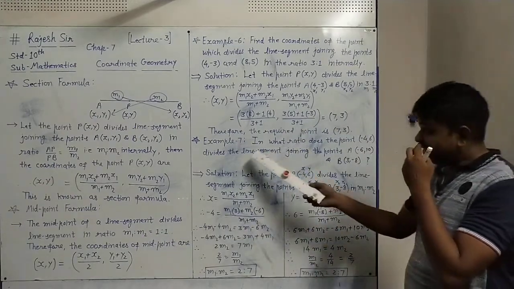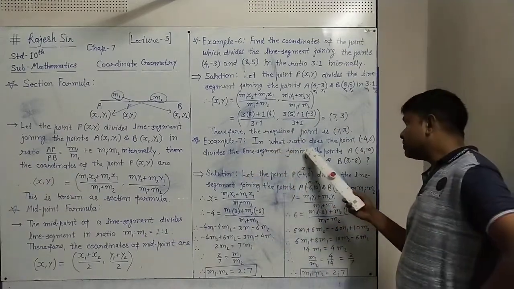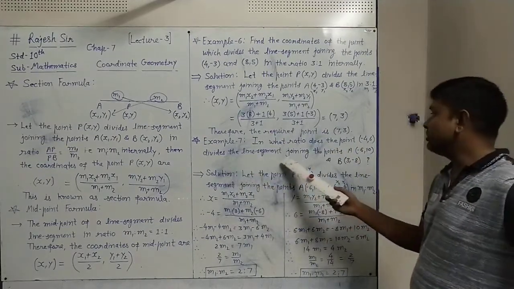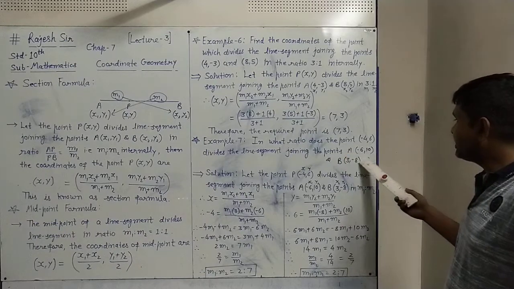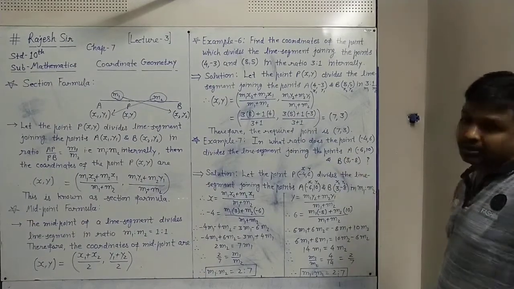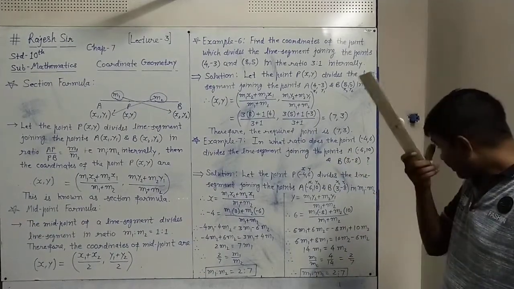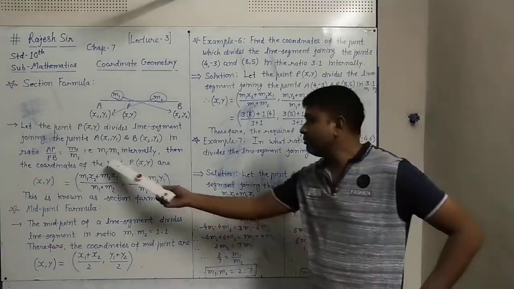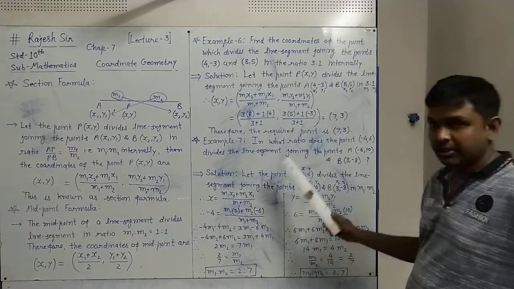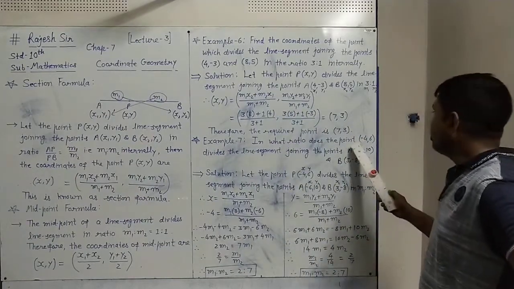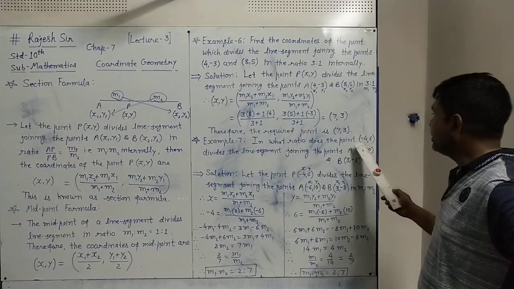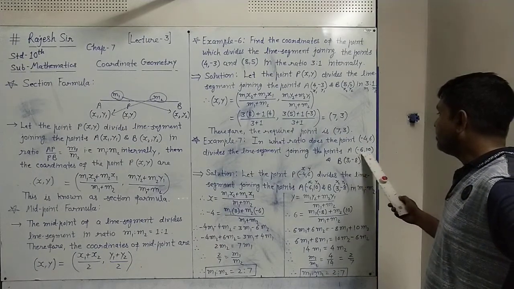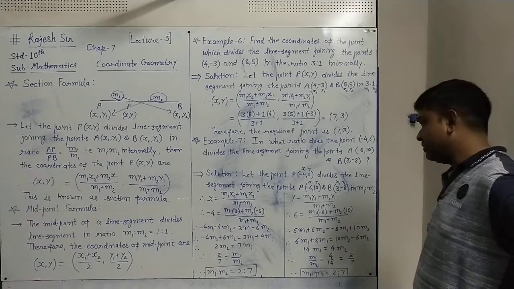Next, example 7. In what ratio does the point (-4, 6) divide the line segment joining the points A(-6, 10) and B(3, -8)? In this question, we are asked to find the ratio, that is, m1 to m2 we have to find in this case. The point P(-4, 6), the dividing point, is given. A and B are given: A will be x1, y1 and B is x2, y2.